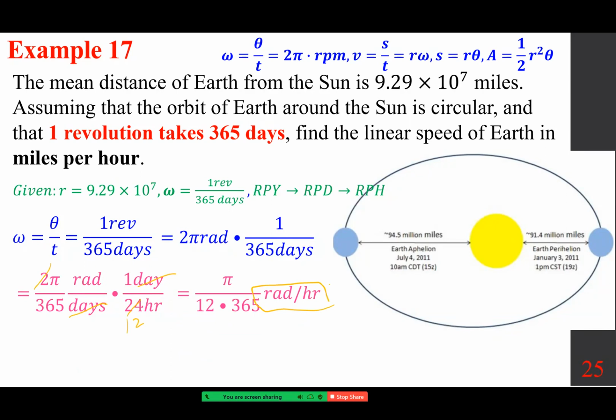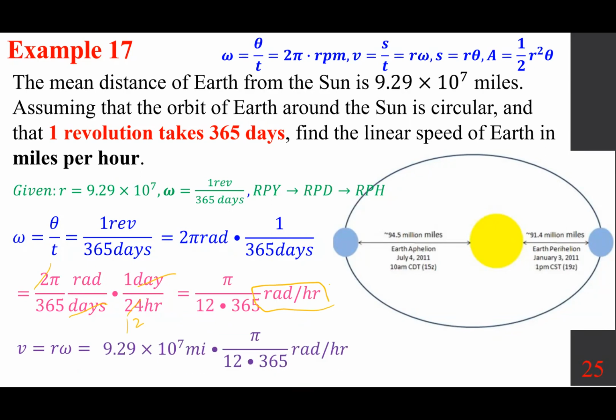V is R omega. We multiply by the radius of 9.29 times 10 to the power of 7, and that is the speed. If you do the math, you end up with 66,633.324 miles per hour, so close to 67,000 miles per hour.